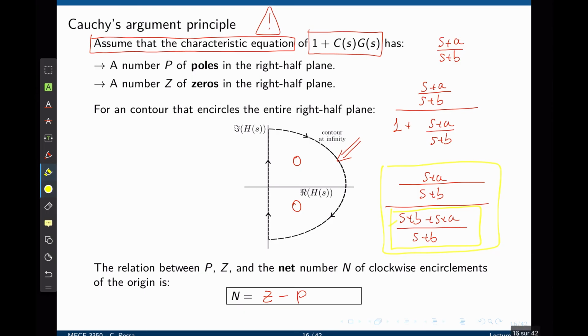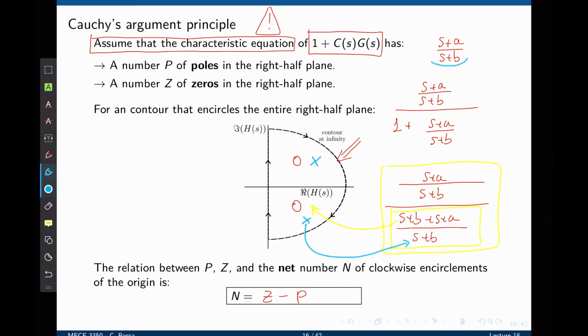Notice that if we have zeros of the characteristic equation inside the unstable region, the zeros of the characteristic equation are the poles of the closed loop transfer function, and the entire system is unstable. But based on the number of encirclements, we cannot tell if these encirclements are coming from poles or zeros. And of course, if we have poles inside here, these poles will not make the system unstable because these poles are the poles of the characteristic equation. But what makes the system unstable are the zeros of the characteristic equation.